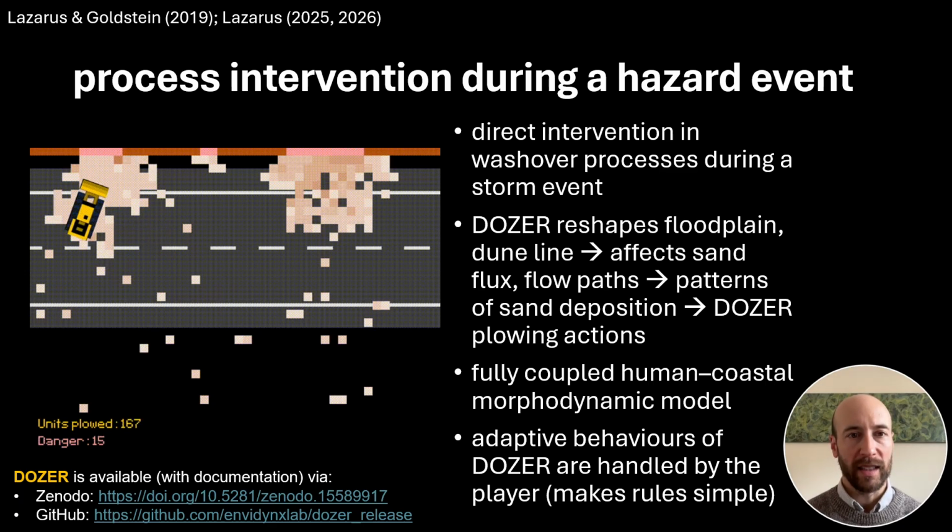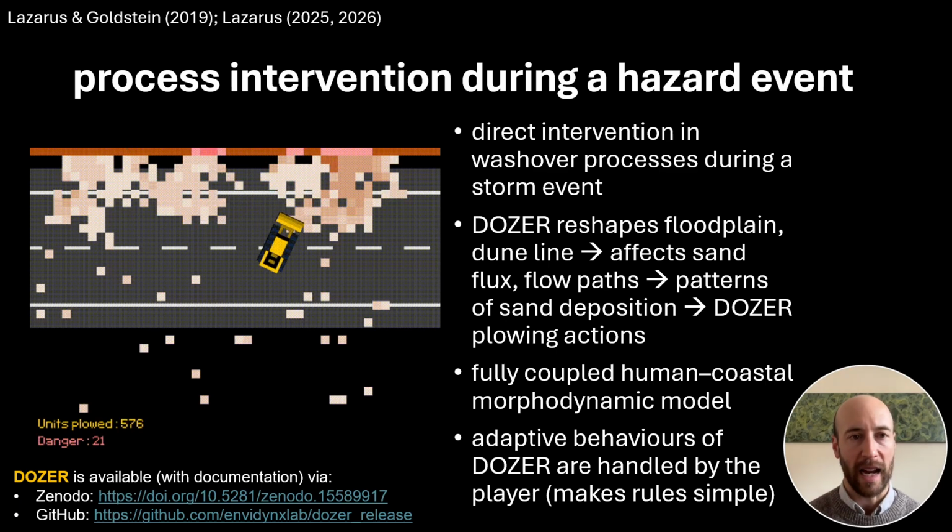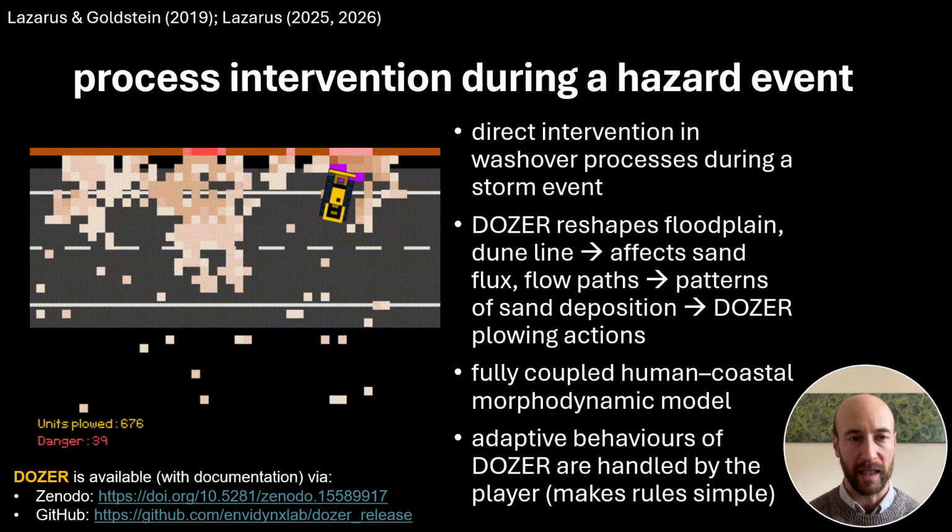What you're looking at is essentially direct intervention in washover processes during a storm event. In this animation, a dozer reshapes a floodplain. It's reshaping the dune line, which is at the top of the screen there. So you're plowing back this washover as it's actively coming onto the road. What you're looking at in this GIF is me playing the game. This is just a recording of one game.